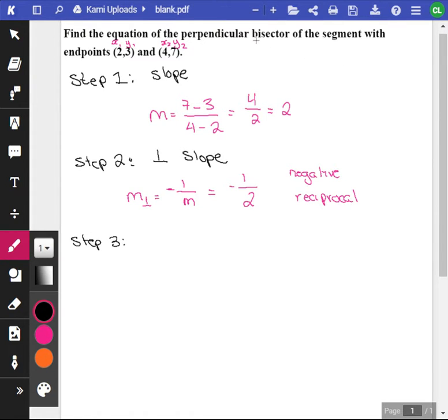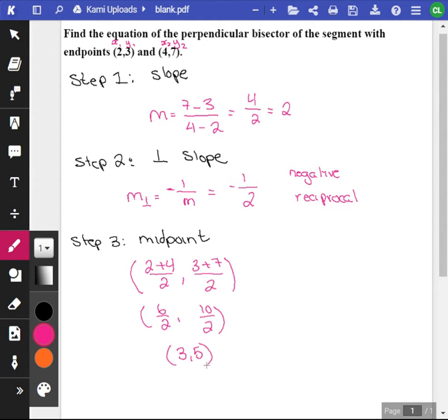So step 3, we need to now do the bisector part and find that midpoint. So our midpoint is x1 plus x2, so we're going to go 2 plus 4 divided by 2, and then 3 plus 7 divided by 2. That's going to give us 6 divided by 2 and 10 divided by 2. So our midpoint is going to happen at (3, 5).